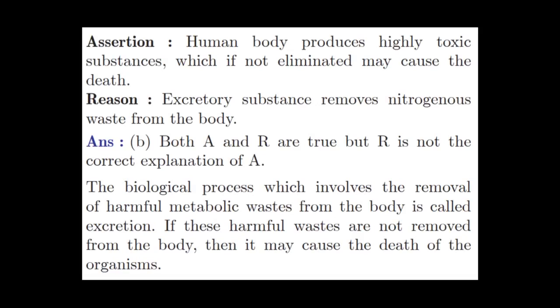Assertion: human body produces highly toxic substances which, if not eliminated, may cause death. Reason: excretory substances remove nitrogenous waste from the body. Here we know that assertion and reason are true, but reason is not the correct explanation of assertion. These toxic substances have to be eliminated from our body, otherwise they may be lethal. But what is the reason given over here? Excretory substances remove nitrogenous waste from the body, right?